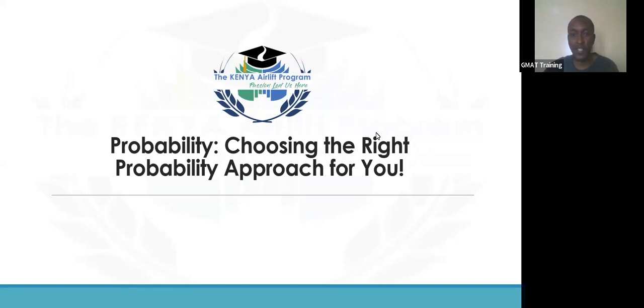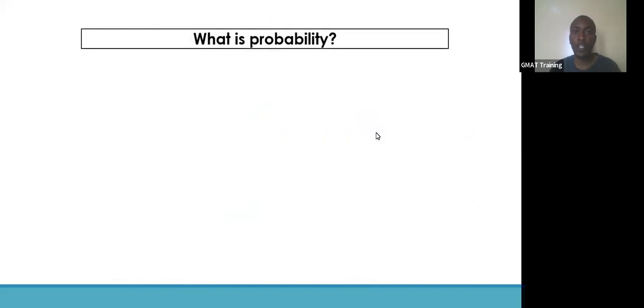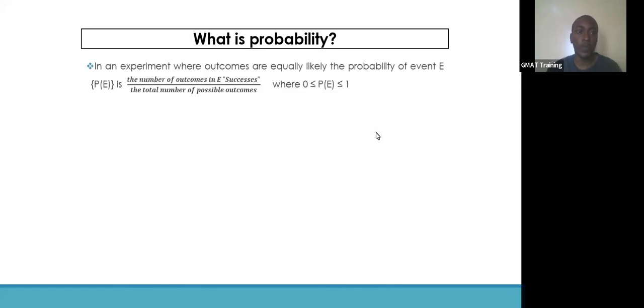Today's video is a recap of what we talked about. What's probability? In an experiment where outcomes are equally likely, the probability of event E, denoted P(E), is the total number of outcomes in E, what we call the successes, over the total number of possible outcomes. This probability ranges from 0 to 1, being 1 when it's certain and 0 when it's impossible.